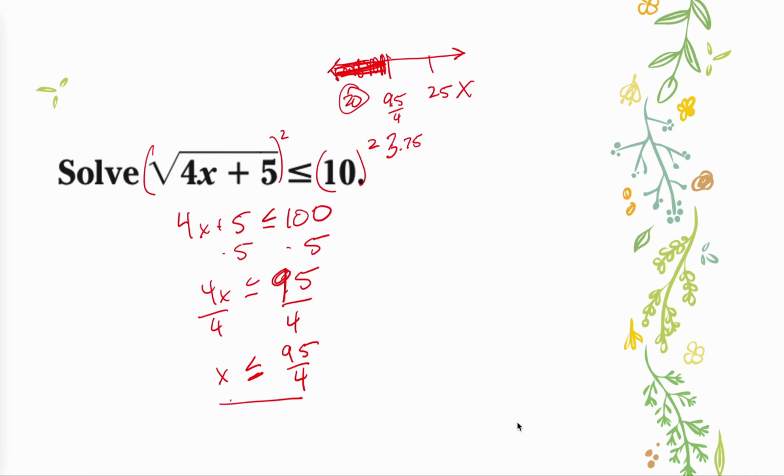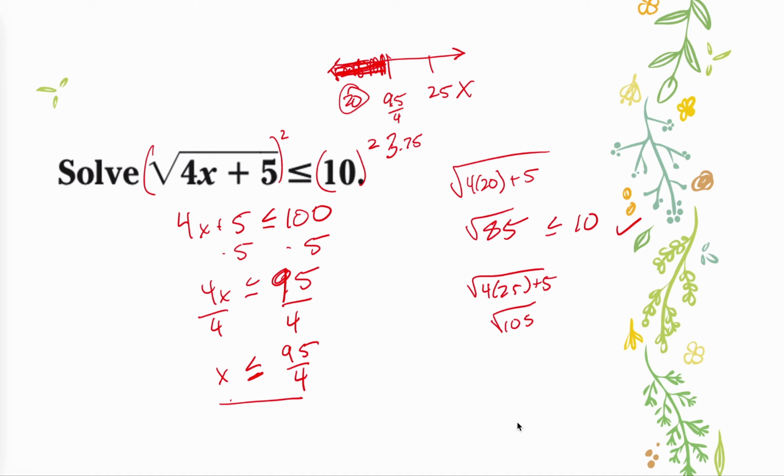So if we plug in 20, the square root of 4 times 20 plus 5 is the square root of 85, which is a little bit more than 9, which is indeed less than or equal to 10. If we plug in 25, the square root of 4 times 25 plus 5 is the square root of 105, which is not less than or equal to 10, which is what we want. So x less than or equal to 95 over 4 is our answer.